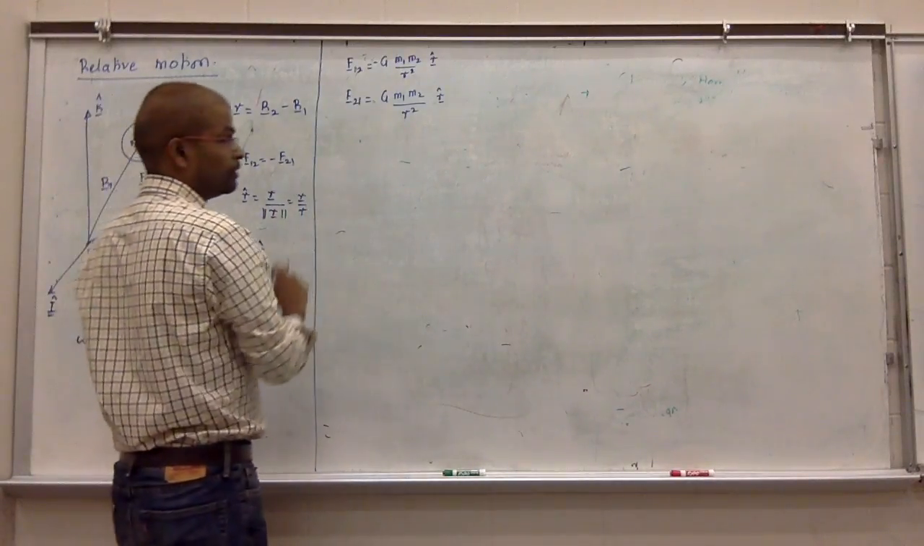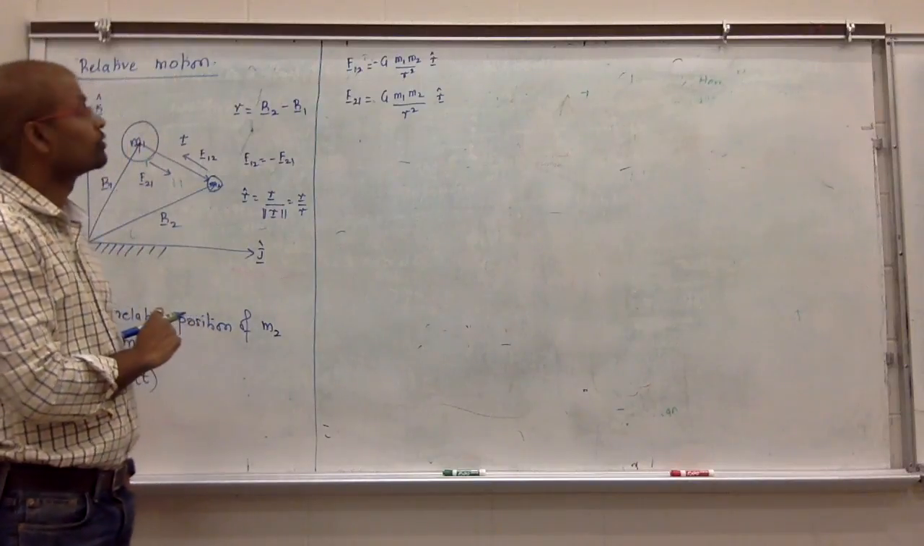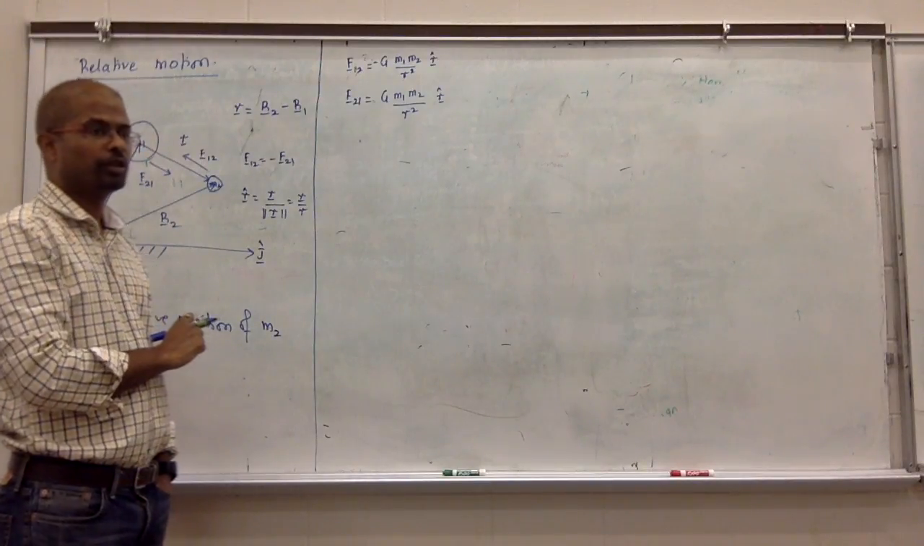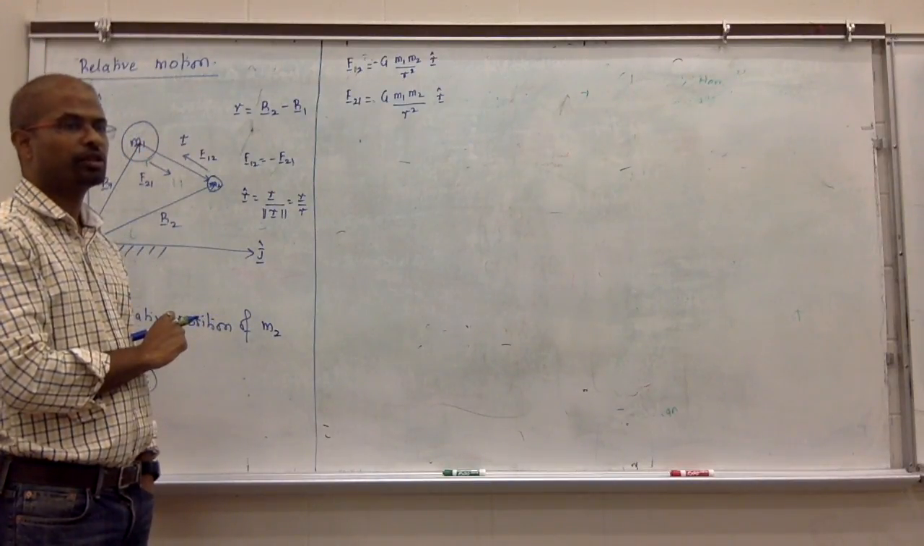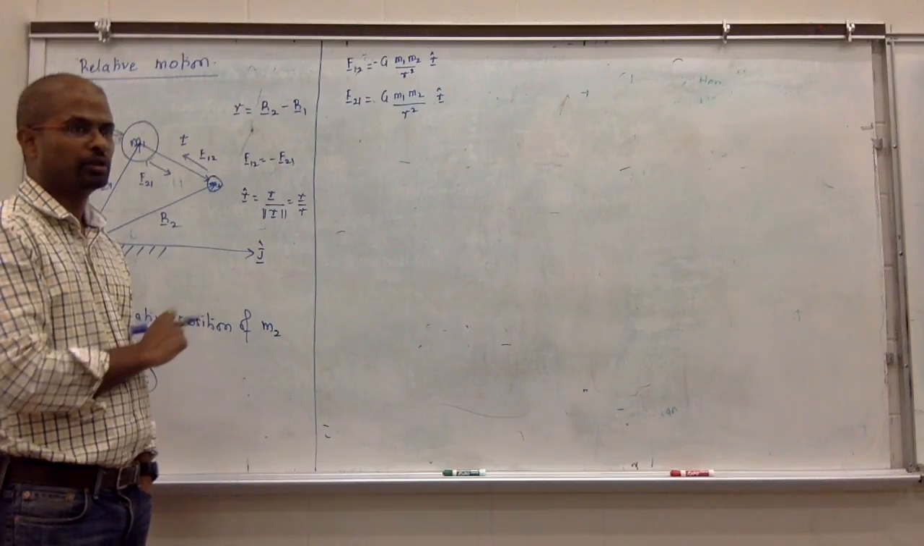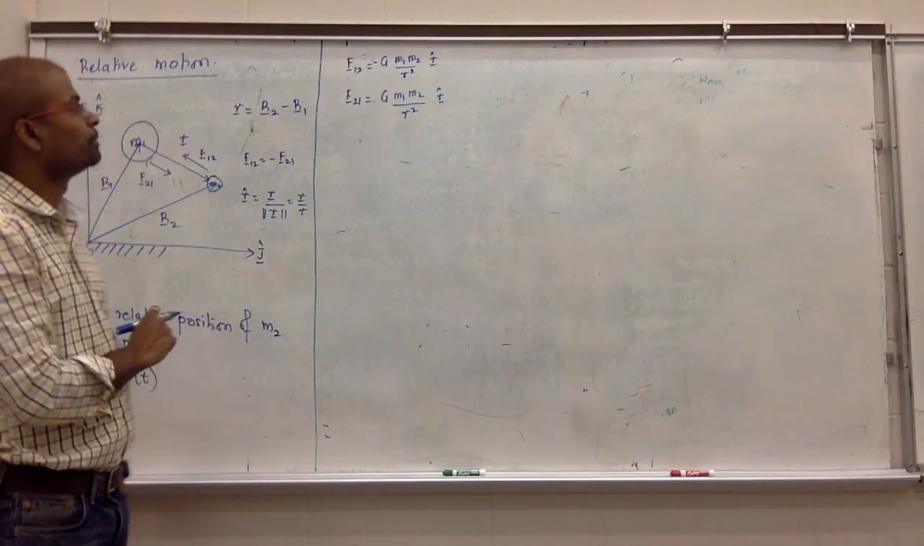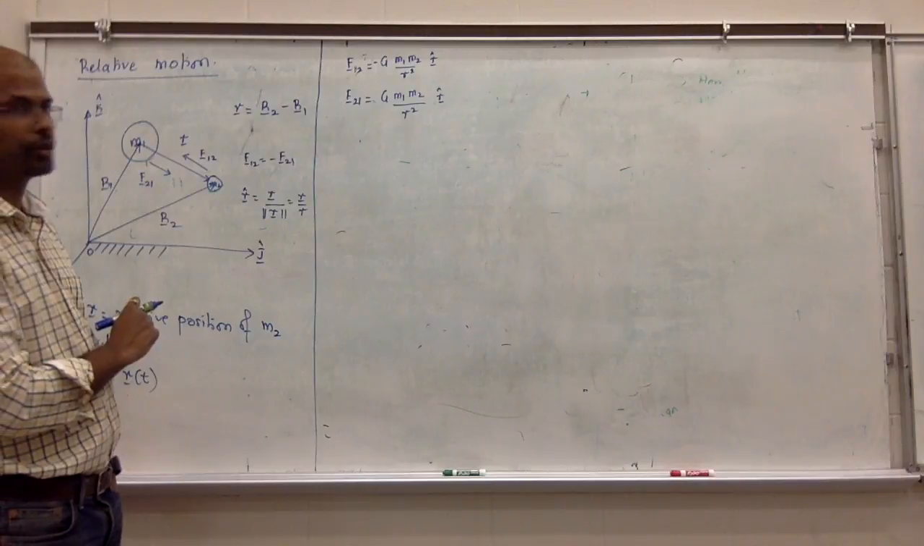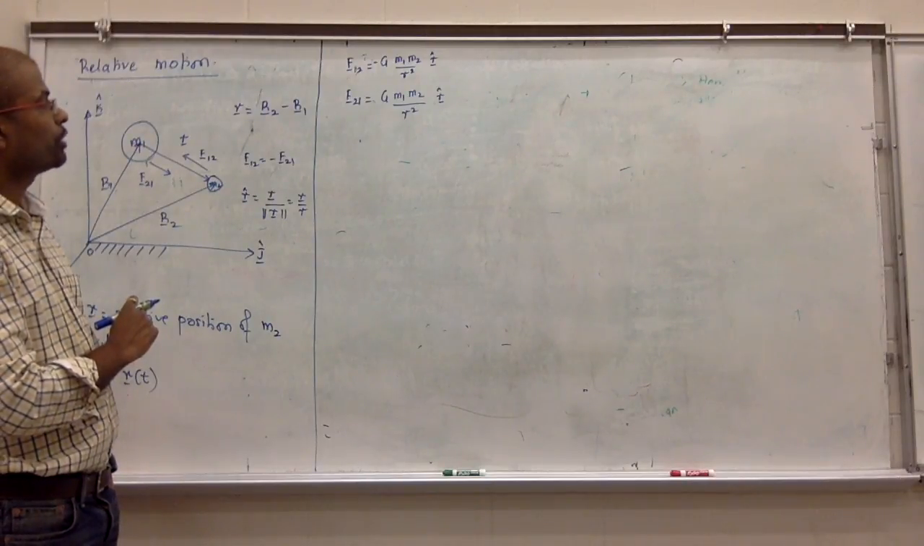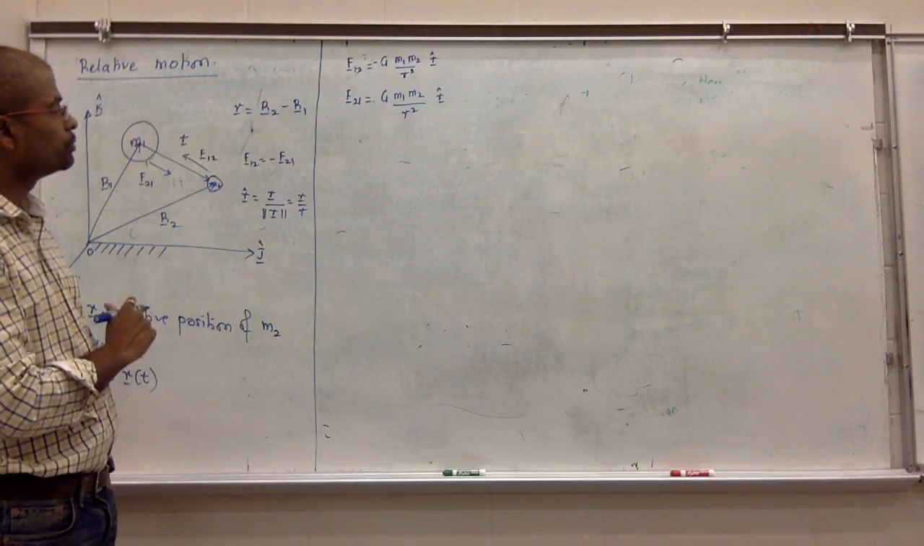So that F12 equation is negative. Negative just means the direction. It will just tell you what direction it is. That's it. It doesn't mean anything other than the direction. Okay? It defines.